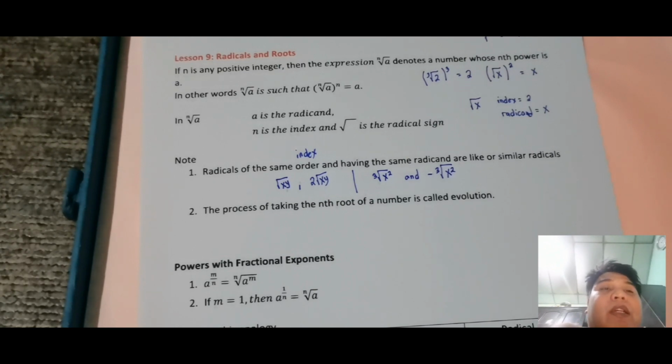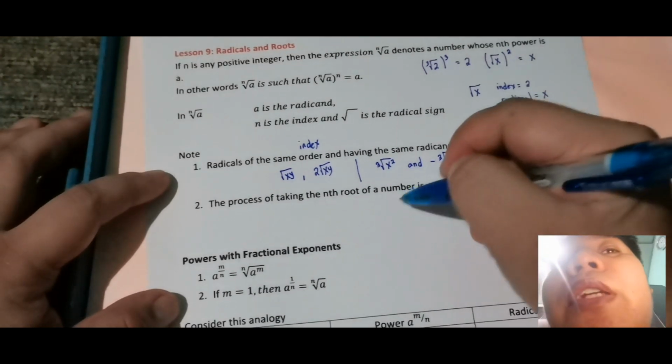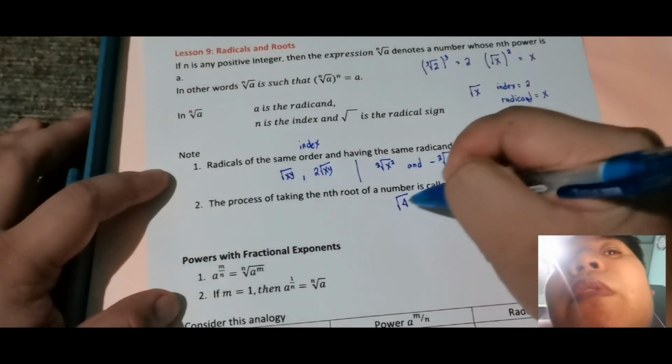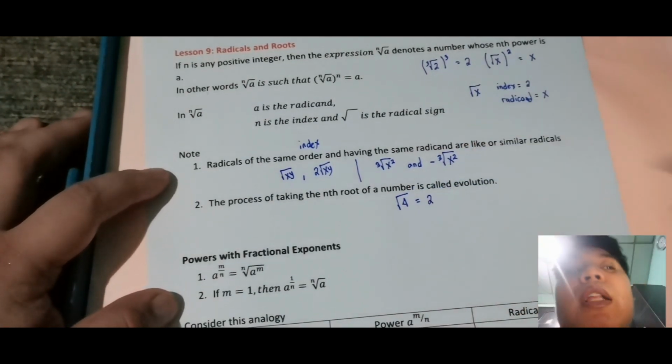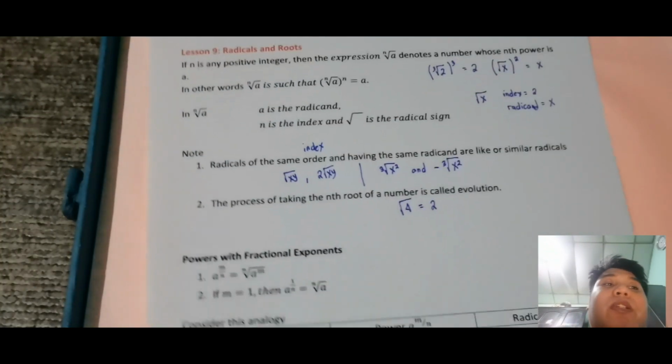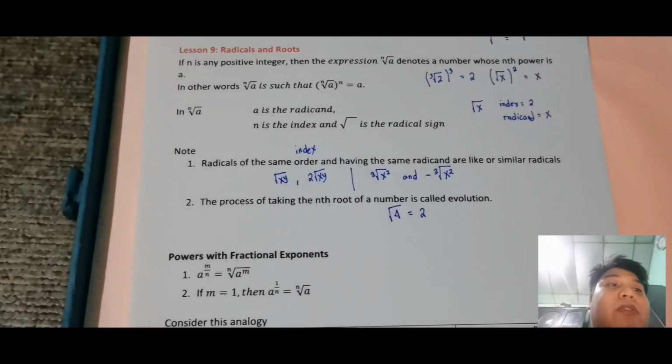Meron kasing kinalaman yung same radicals. Kailangan, pag nag-add and subtract ka, similar dati, kailangan same radicals or similar radicals. Ayun yung pinag-uusapan. Ngayon, the process of taking nth root of a number is called evolution. Ulit ko, the process of taking nth root of a number is called evolution. So, for example, kinuha mo yung square root of 4, that is simply equals to 2. Ang tawag sa process na yan, hindi square root. Ang tawag yan, evolution.